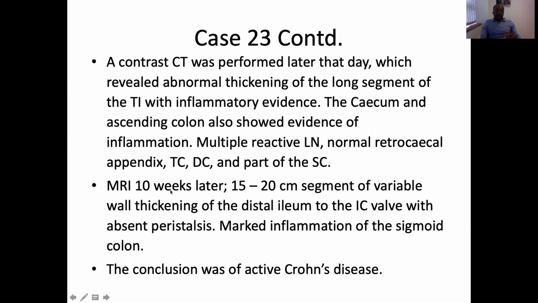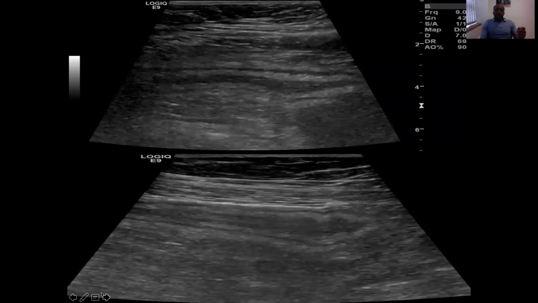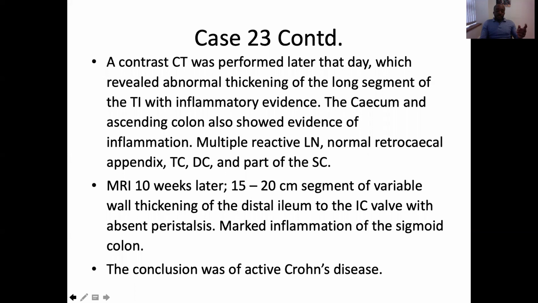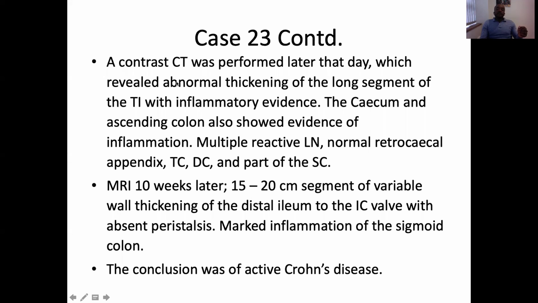So the same patient, remember, was a 38-year-old female with a 4 week history of lower abdominal pain and raised CRP, normal WCC. So ultrasound, like I said, revealed the thickened bowel loop there. The same patient was sent for a contrast CT examination later on the same day. This revealed an abnormal thickening of a long segment of the terminal ileum with inflammatory evidence.